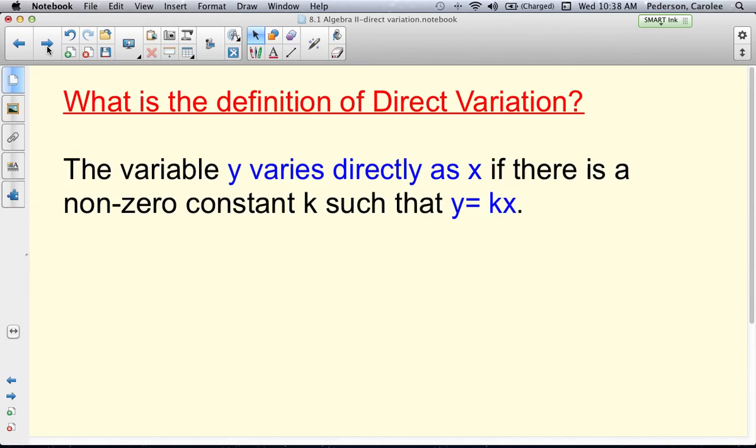All right, the first thing is, don't write this slide down. What is the definition of direct variation? There's a long definition. It says the variable y varies directly as x if there's a non-zero constant k such that y equals kx. You already have that formula, but just wanted to give you clarification.